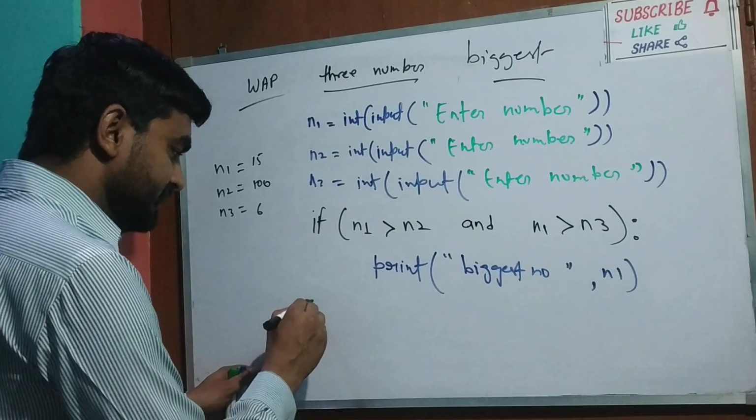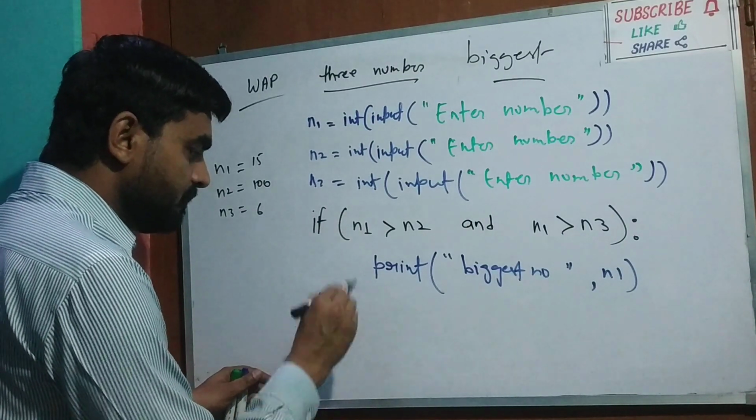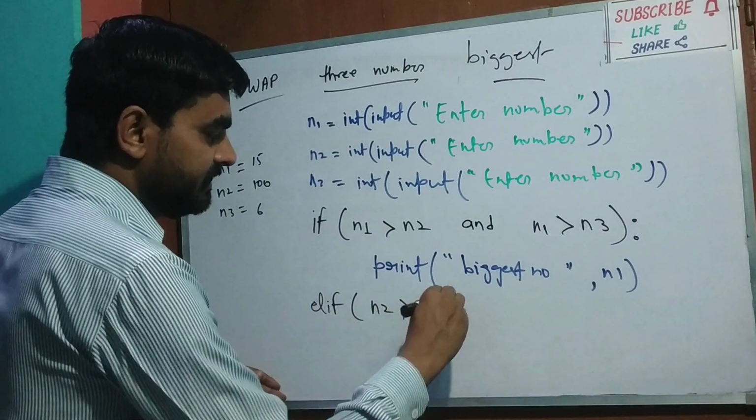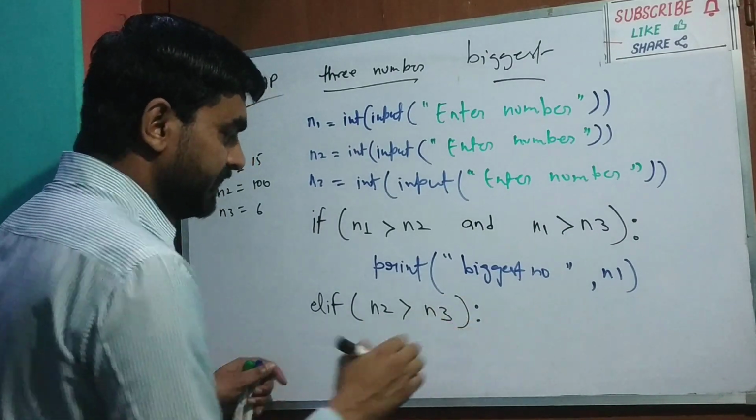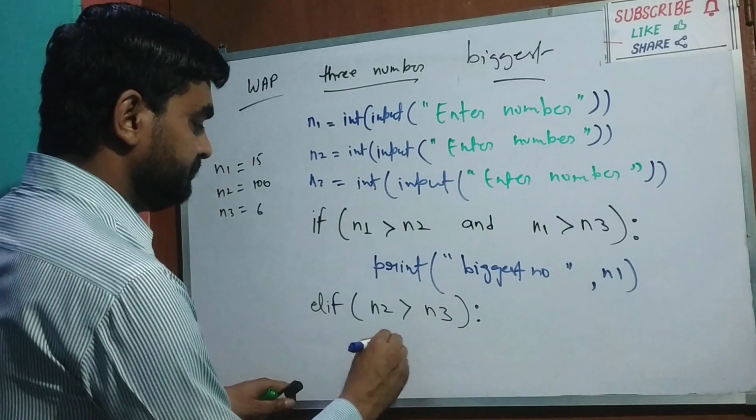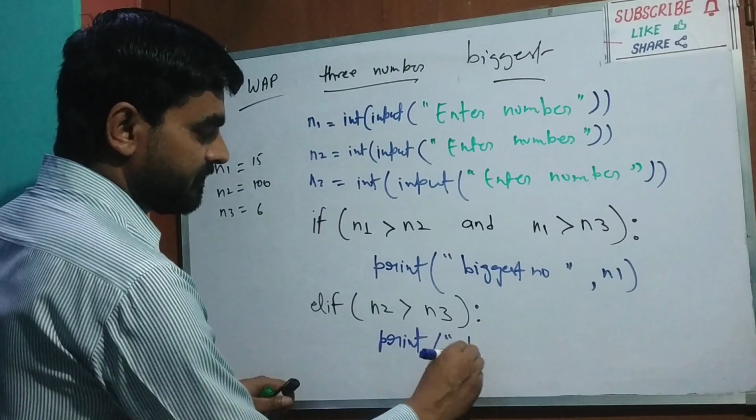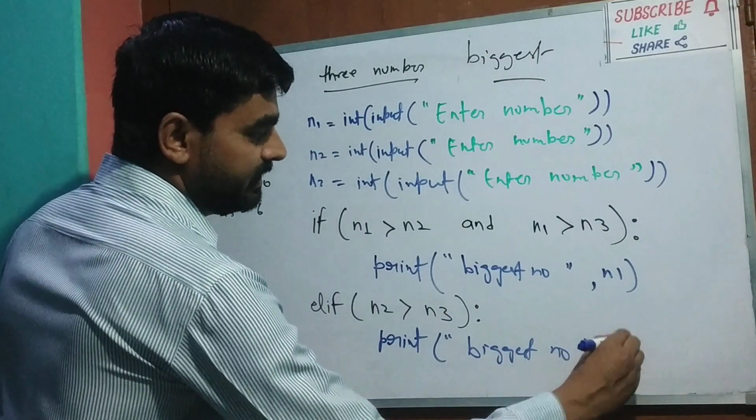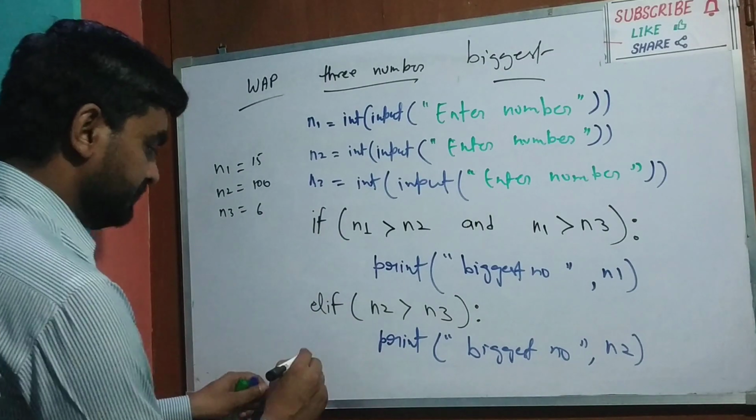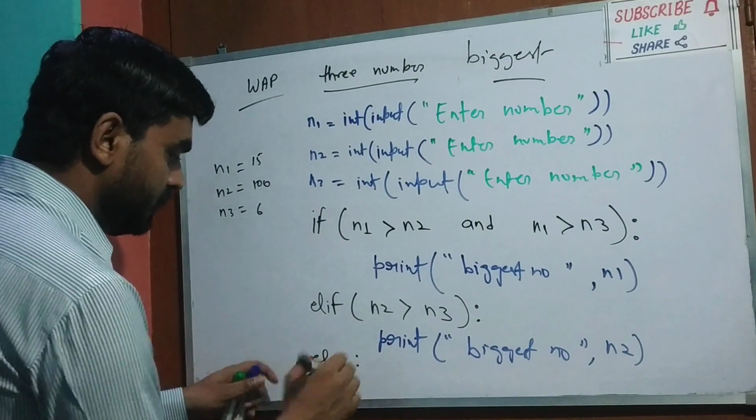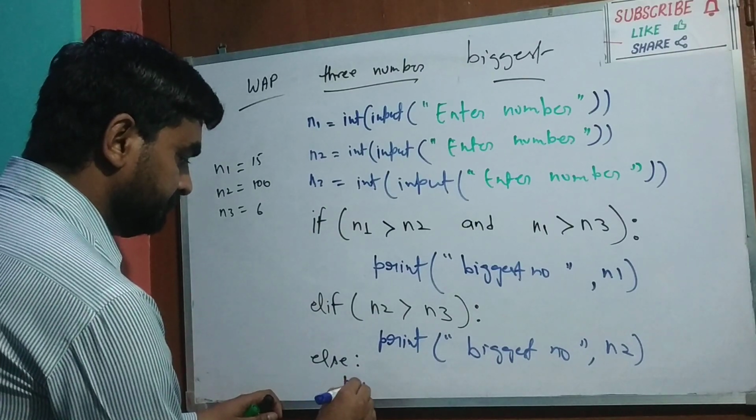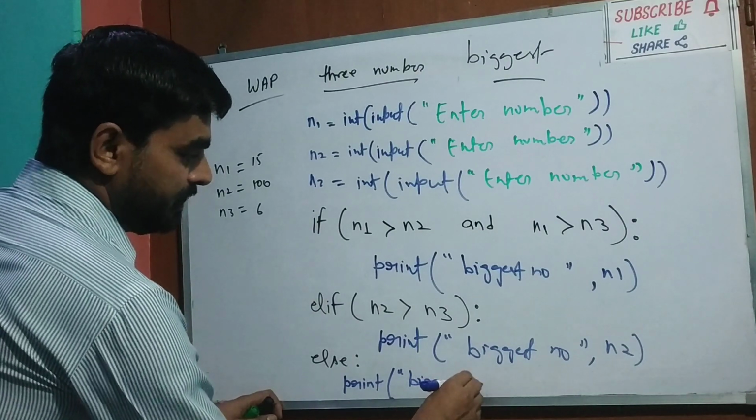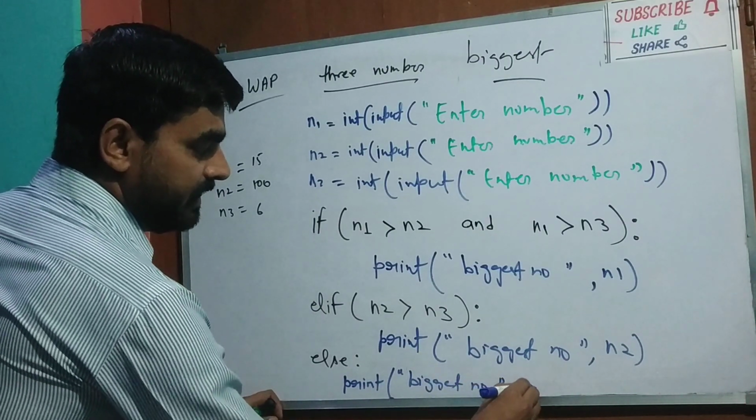So check in another condition, which you add with elif: N2 greater than N3, and colon, and after the colon write print biggest number, it is available in N2. Else, colon, print biggest number, double quote, N3.